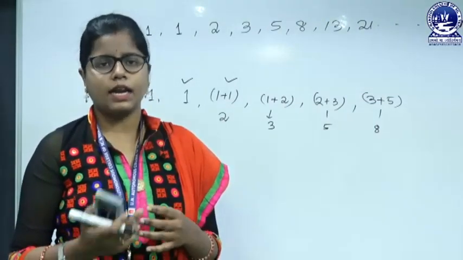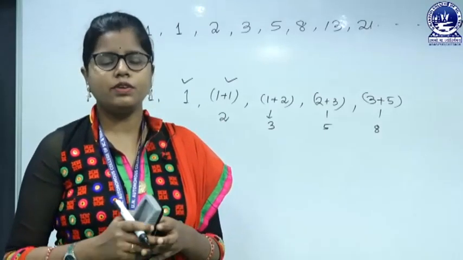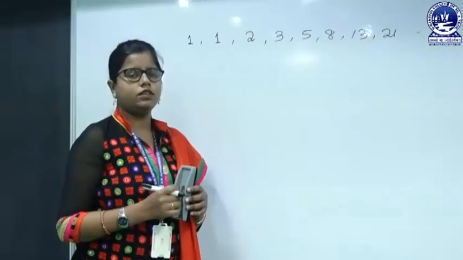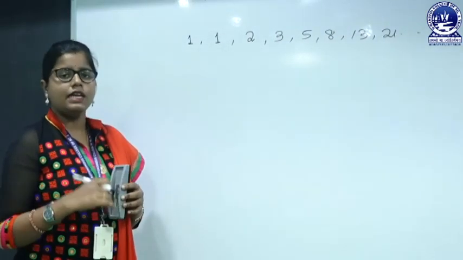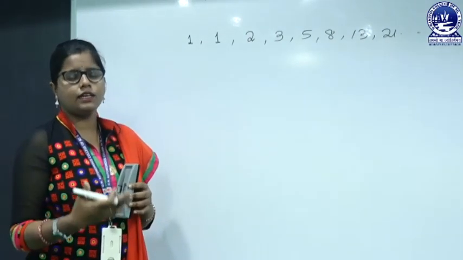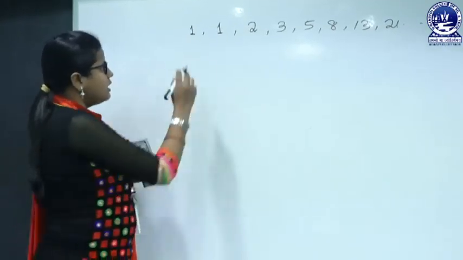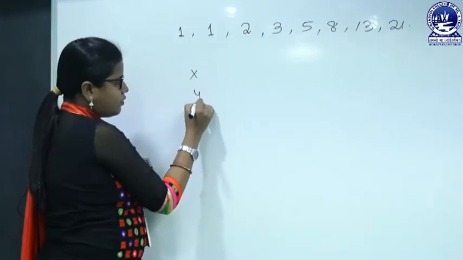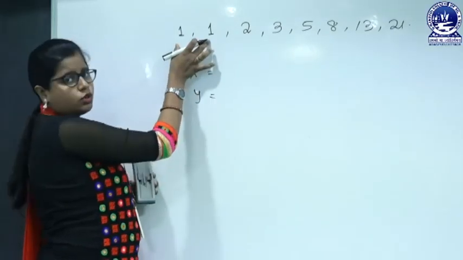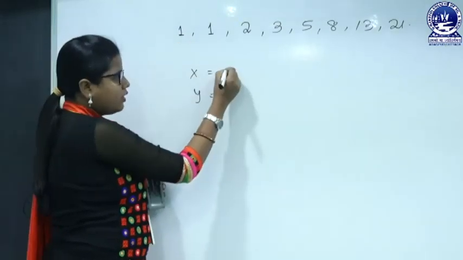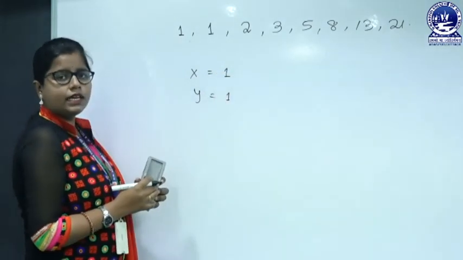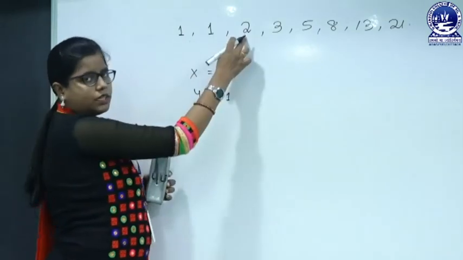So let's write the algorithm first, then we will go for drawing the flowchart for the Fibonacci series. Before writing the algorithm, let's see how we can represent the Fibonacci series. Suppose this term is x, this one is y. These two terms are fixed. So x value is what? 1. Y value is what? 1.